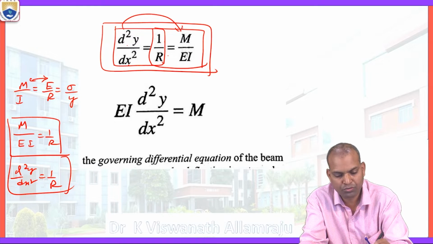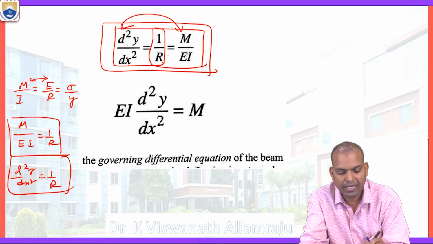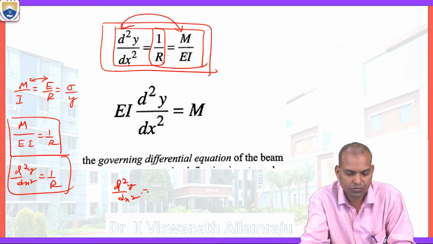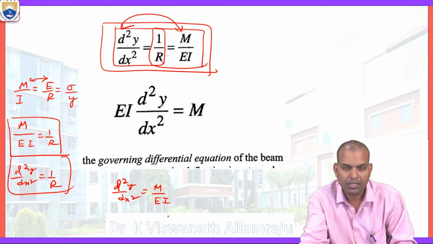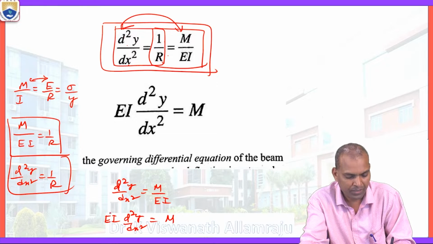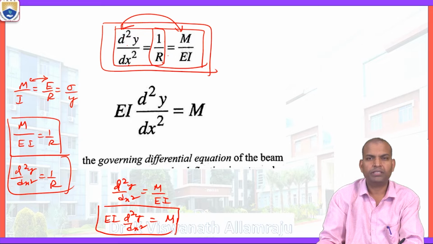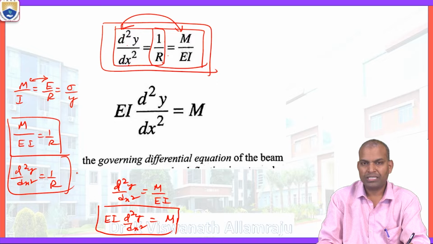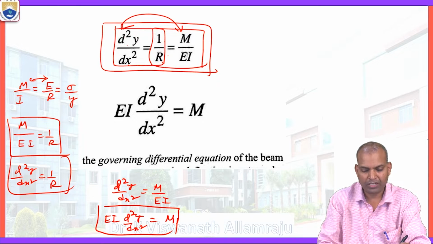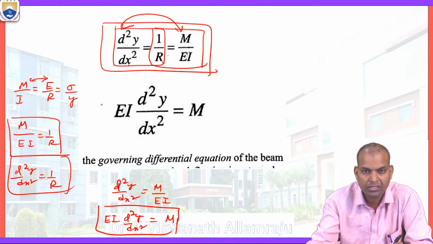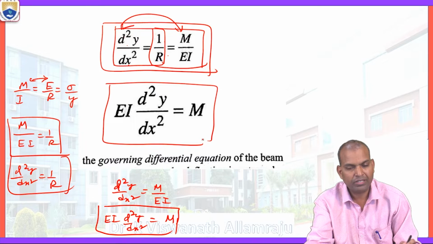Now take these two terms: d square y by dx square equals M by EI. So EI times d square y by dx square equals M. This is the governing differential equation of bending of the beam. From this equation we get the bending moment at any section of the beam. This is the governing bending moment equation, and it is a second order differential equation.